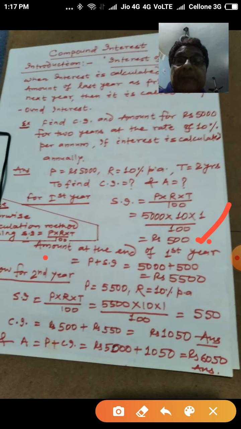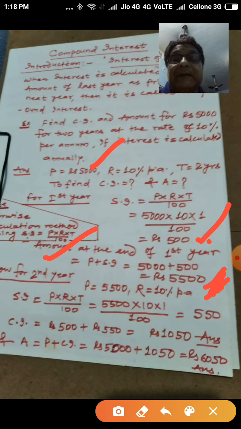So the amount at the end of the first year, that is after the first year, P plus SI, principal plus simple interest, gives rupees 5,500. Now you see, student, the original principal is rupees 5,000, but on adding the simple interest for the first year, the amount comes to 5,500. So it increased from 5,000 to 5,500, and this amount will act as principal for the next year, for the second year.